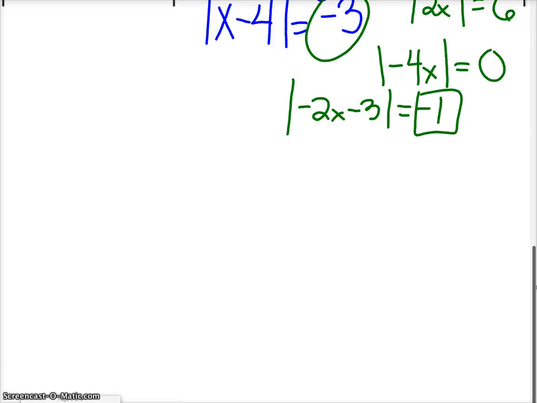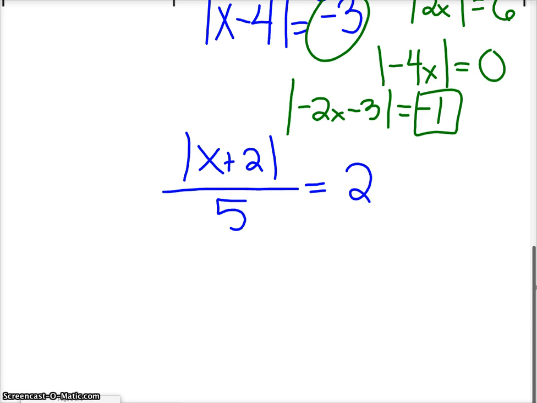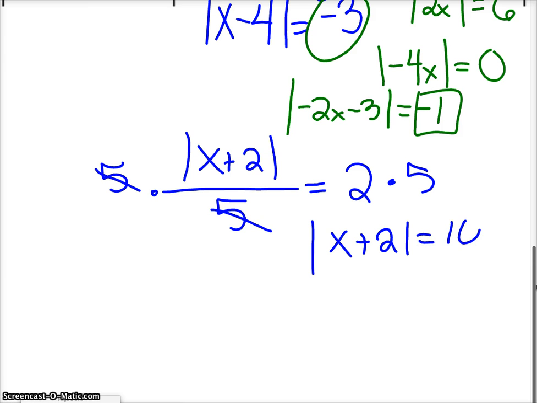I forgot to do one like this. Do you think you know how to get the absolute value sign alone? Divide by 5, what do you think? You times it by 5. Times it by 5, right? Because it's absolute value of x plus 2 divided by 5. To move divide, you times. Absolute value of x plus 2 equals 10. Cases. Now case. X plus 2 is 10. X plus 2 is negative 10. That's your target today.